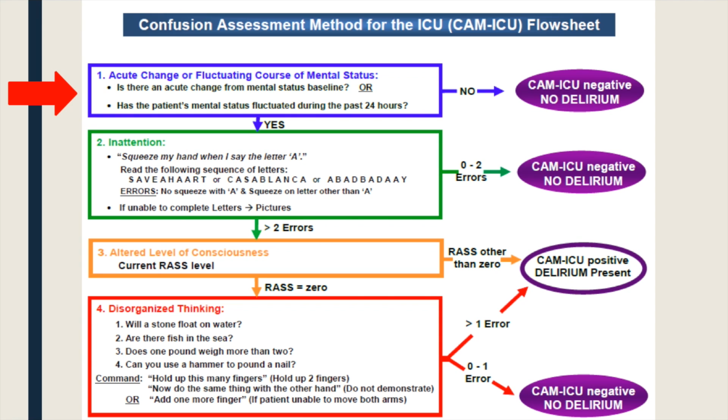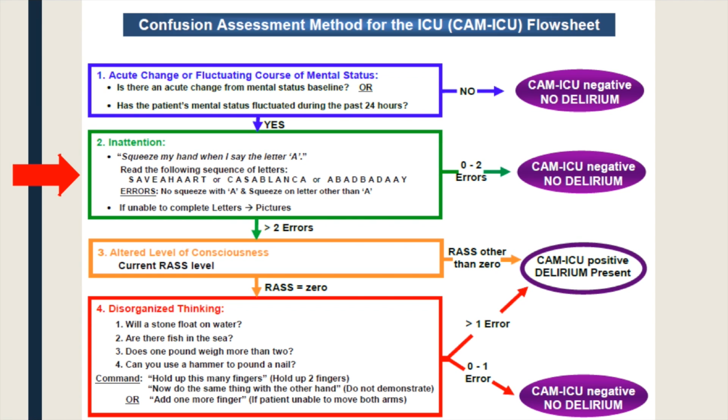If your patient has not had a change from their mental status baseline, and their mental status has not fluctuated in the past 24 hours, then you can stop, and note that your patient is CAM-ICU negative and not delirious. Now remember, alteration in mental status includes those that are chemically induced by ICU therapies, including fluctuation due to titration of sedatives. This is not the patient's usual mental status. So, if the patient has had any fluctuations in their RASS during the previous 2 shifts, they have had a fluctuation in mental status, and you would move on to feature number 2.